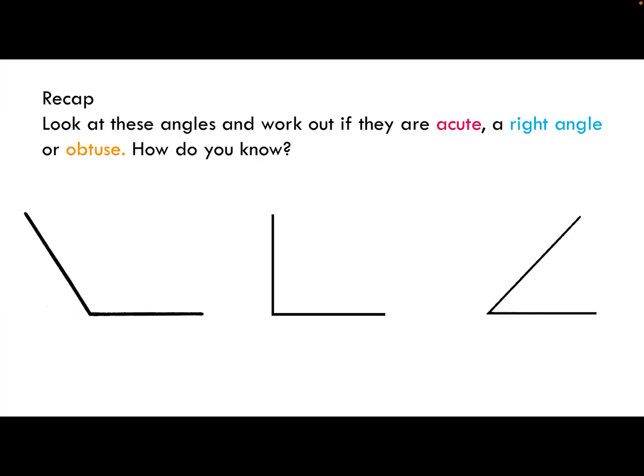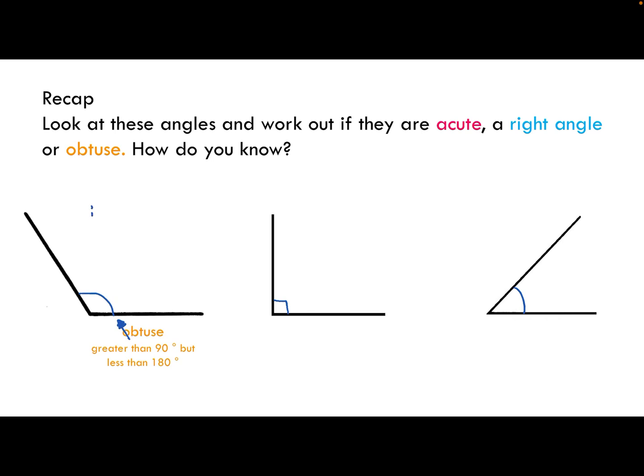Let's just have a quick recap. Look at these angles, work out if they are acute, right angle, or obtuse, and how do you know? And just to be more obvious, we're talking about those angles. If you can research what that line is called, I did know at one point, I've forgotten, and I was going to look it up, but I forgot to. So if you can tell me what the blue line that I've drawn is called, I'd be really interested. Back to what we're doing. What are these angles called?